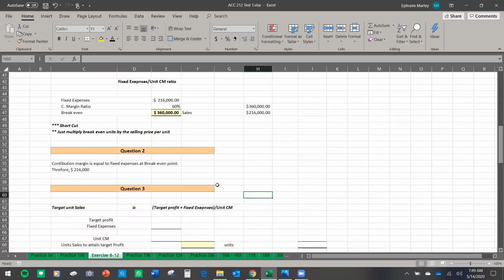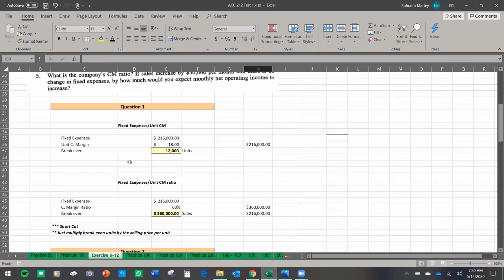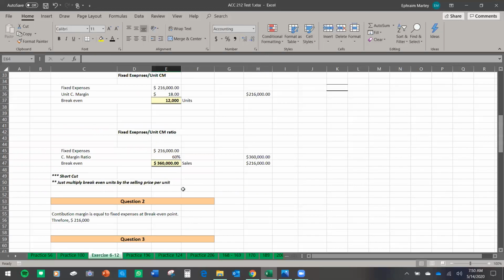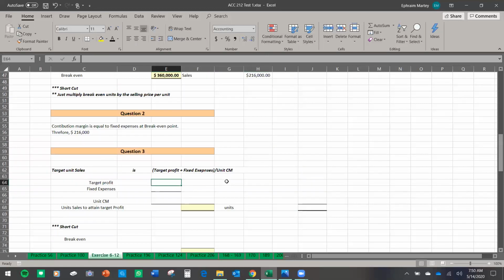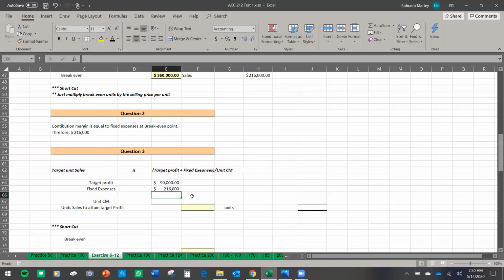Now, target profit. So target profit 90,000. Use a method to verify the target sales level. And this is our target profit. Target profit in unit sales is: target profit plus fixed expense divided by unit CM. So what is our target profit we want to have here? We want to have 90,000. So you put the 90,000 right here. And what is our fixed expense? Remember, you are adding it. Your fixed expense, we have been using it here, 216,000. So you add those two together. Like that, you have 306,000.